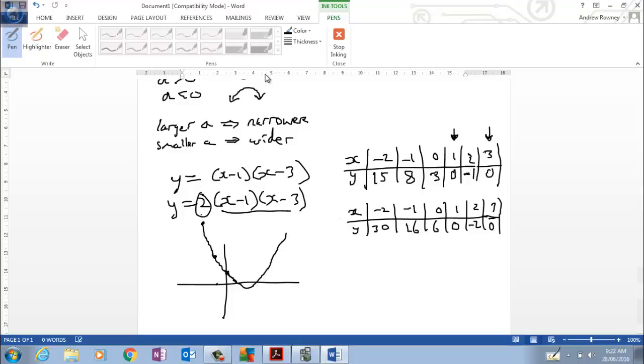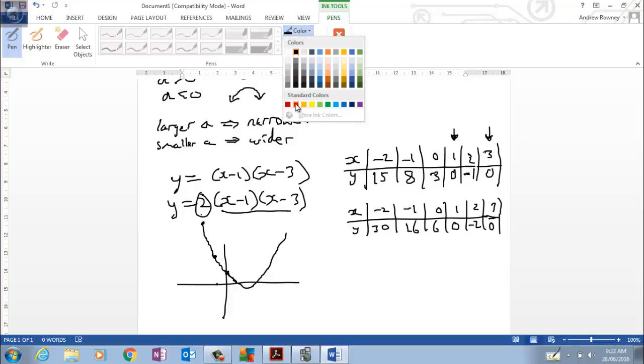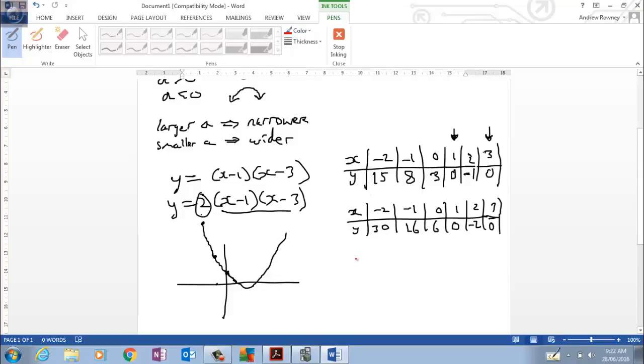But when you plot the second one, you can see because the values are a lot higher for the y, when it's minus 2 you don't go to 15, you go up to 30. It's basically double. So doubling the values has the effect of narrowing the graph. So it comes down through the same x-intercepts. So that's why when the a value out the front doubles, the thing narrows.